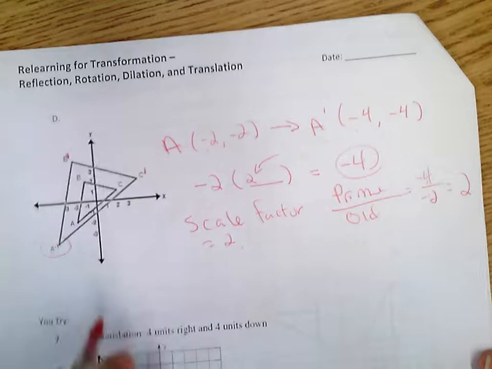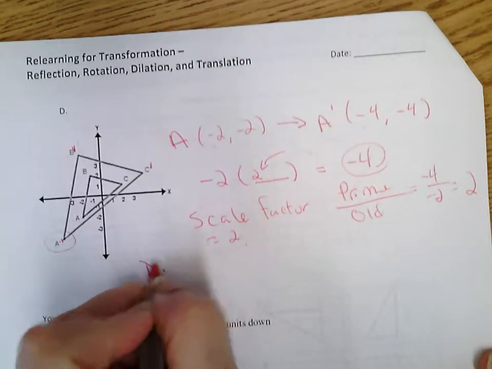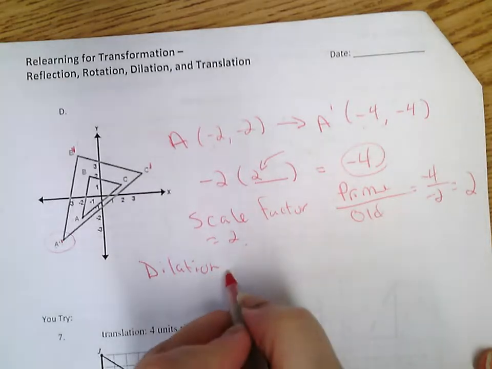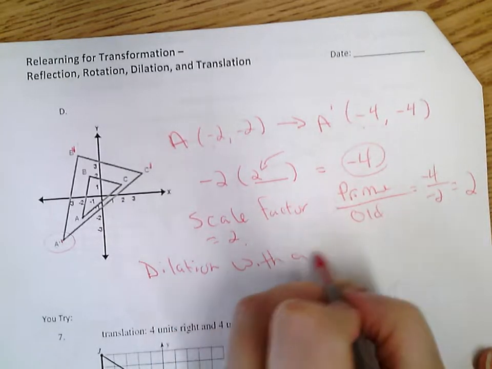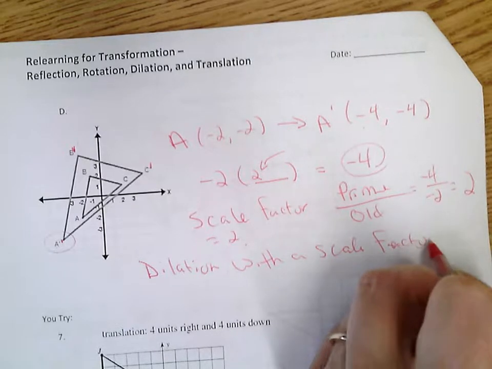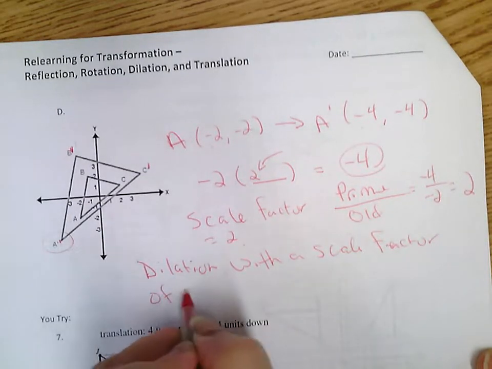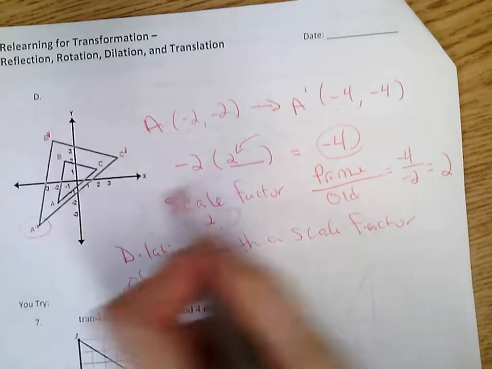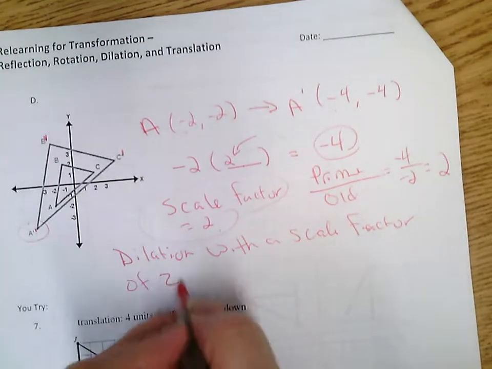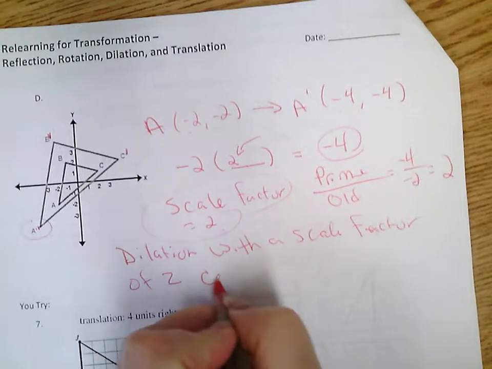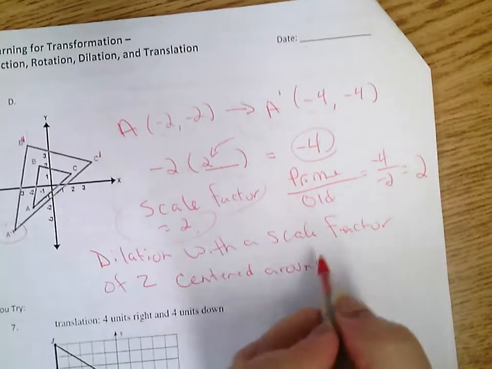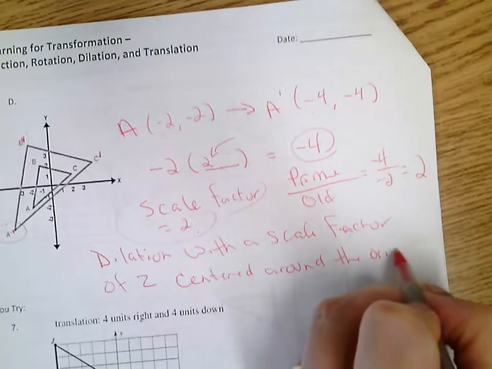But that's not our full rule. We have to name our dilation, which is our type of transformation, with a scale factor of 2, because that's what we found. 2 times every number gives us our new triangle, and it's centered around the origin.